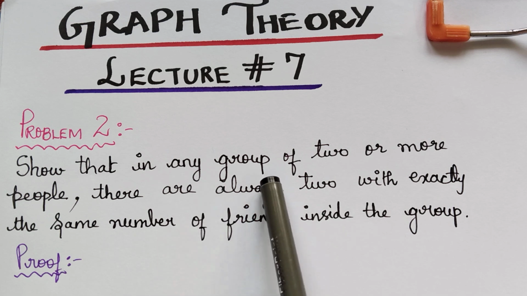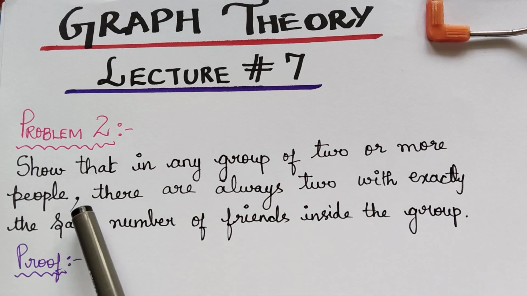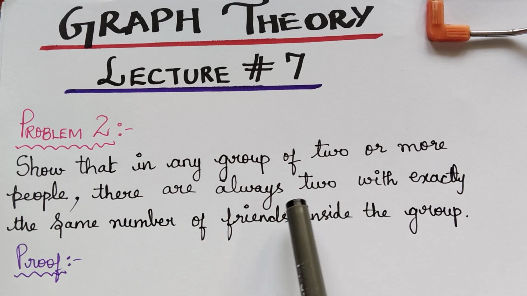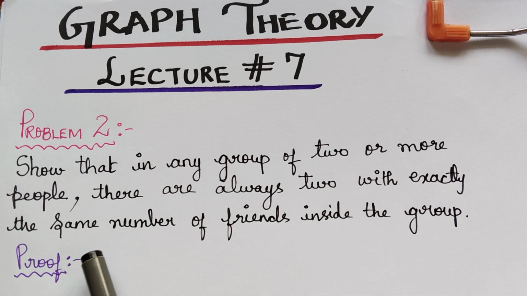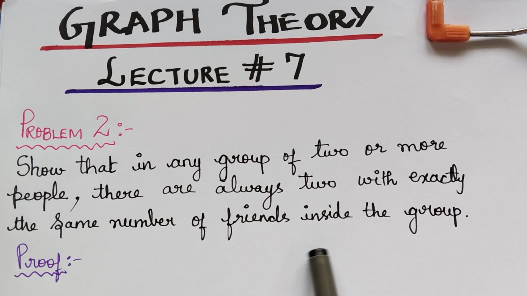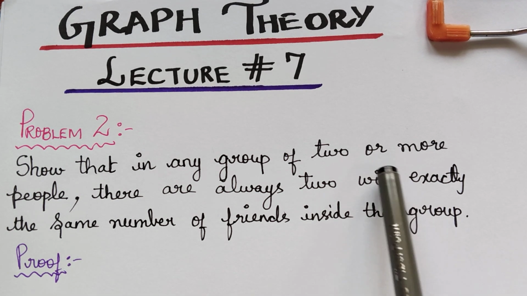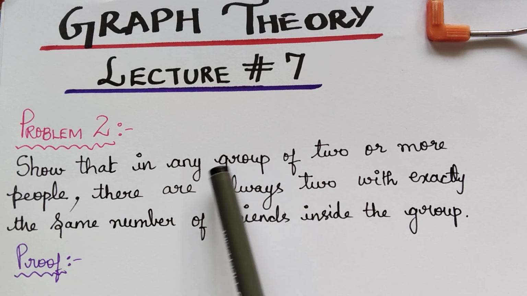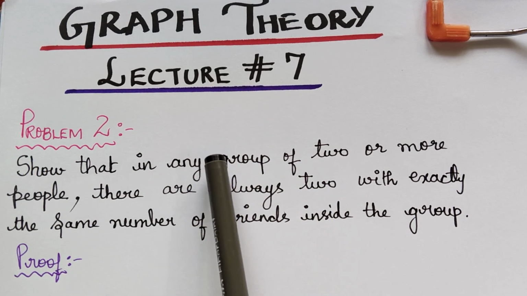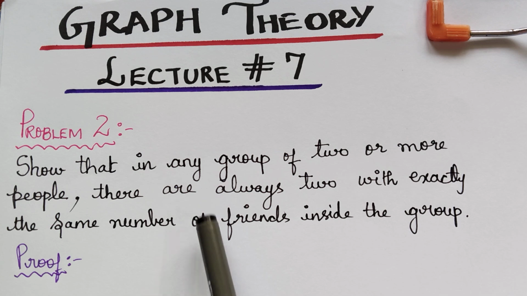Show that in any group of 2 or more people, there are always 2 with exactly the same number of friends inside the group. Now, in order to understand this problem better, let us represent this problem in the form of a graph. How are we going to represent it as a graph?